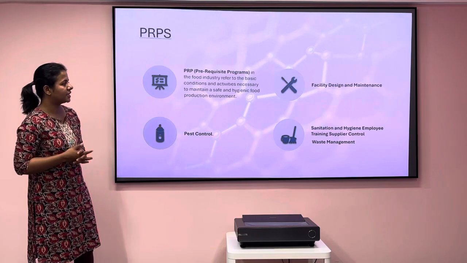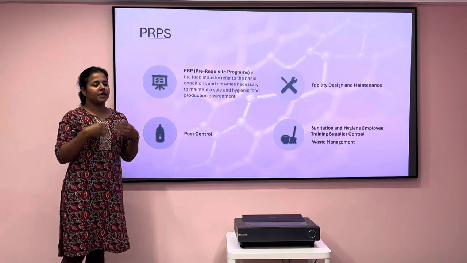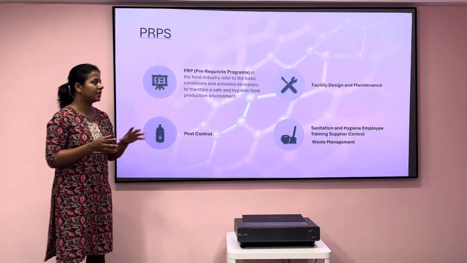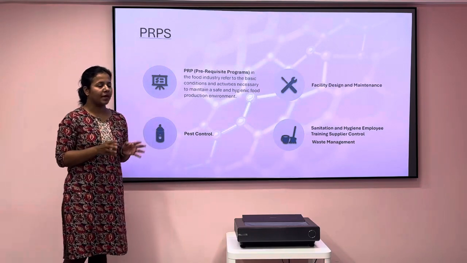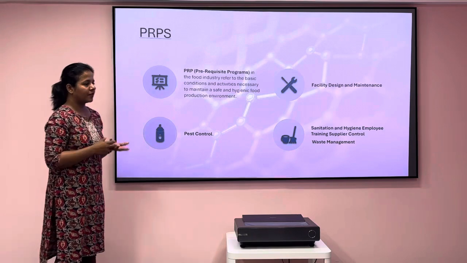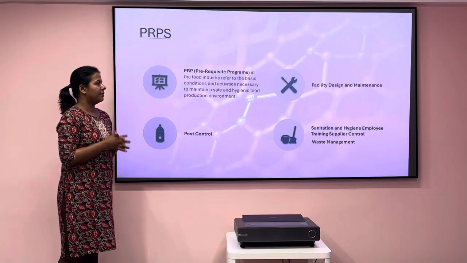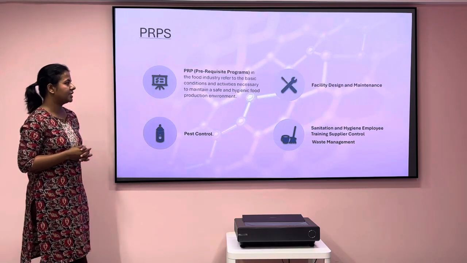And in facility design, we need to check where we can place the equipment, where we can place the oven, where we can place the mixers. Like that we need a proper layout for all these things, and a proper ventilation system, proper drainage. Like that, there are many things we maintain in facility design and maintenance.